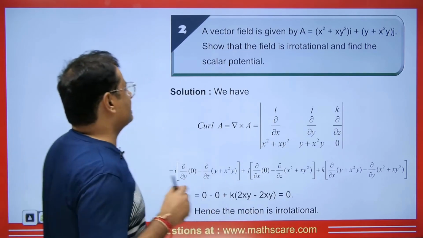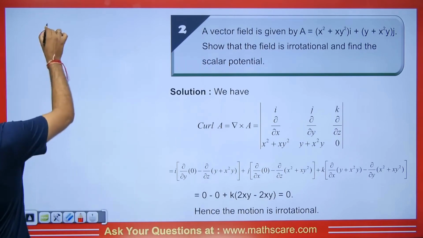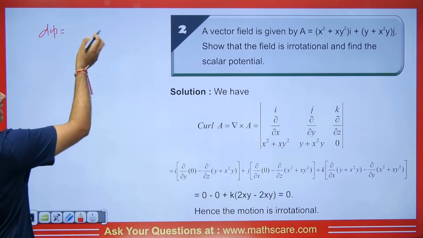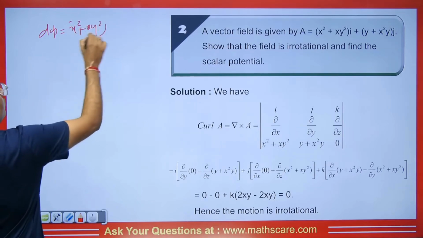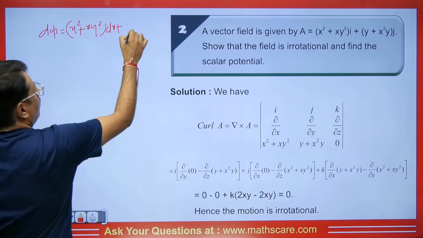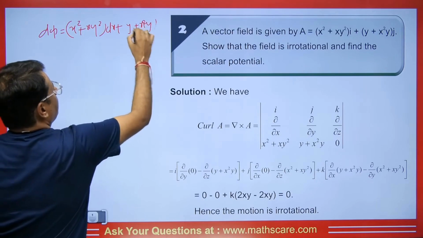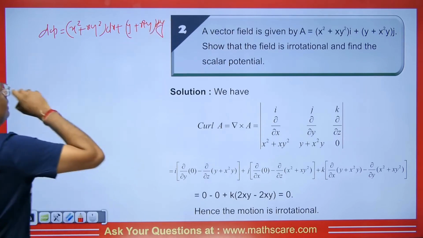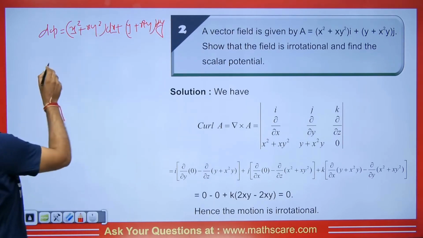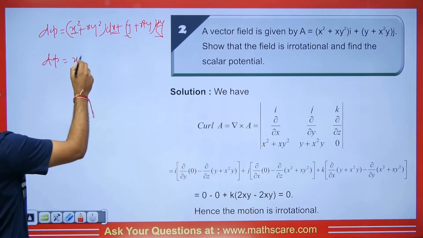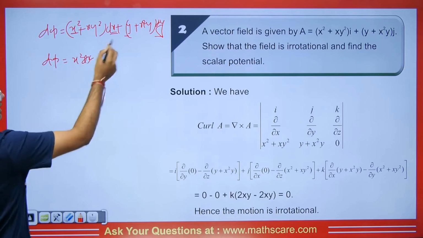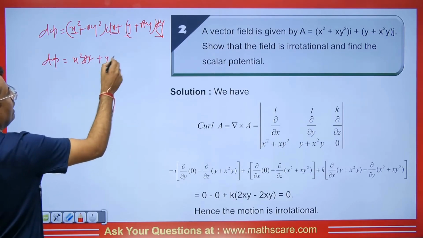Now we need to calculate its scalar potential. So wherever there is A, we will write d phi. And this will be x² dx plus y dy, plus xy² dx plus x²y dy. It's x² with dx. So this is already separate. We will write this x² with dx because here the variable is already separate, right?